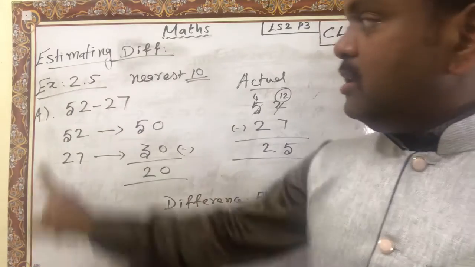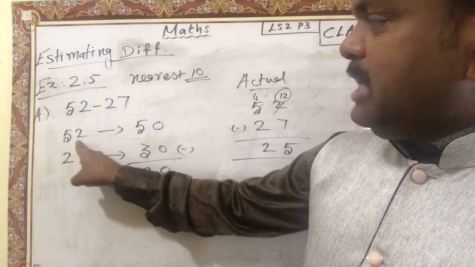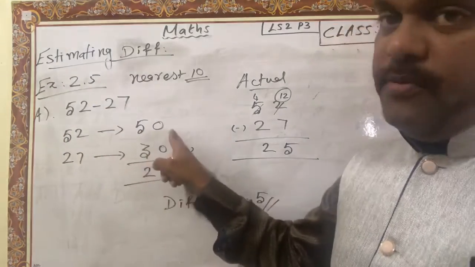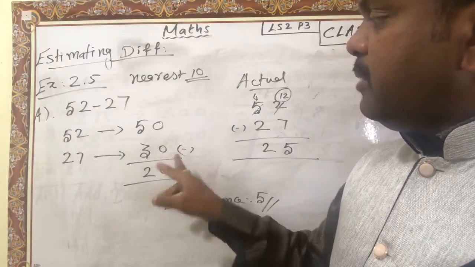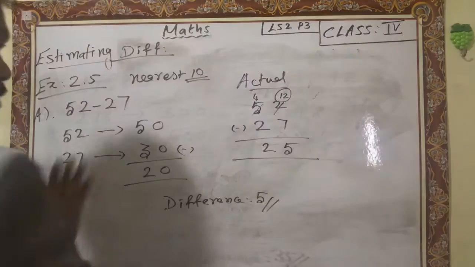Estimating differences. 52 minus 27. 52 nearest to 10 is 50. 27 nearest to 10 is 30. Subtract. 50 minus 30 is 20. Then the actual difference also you have to find.